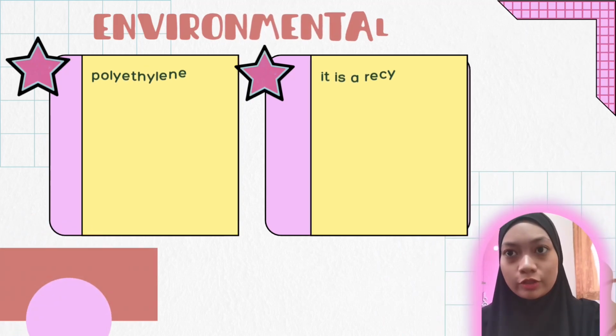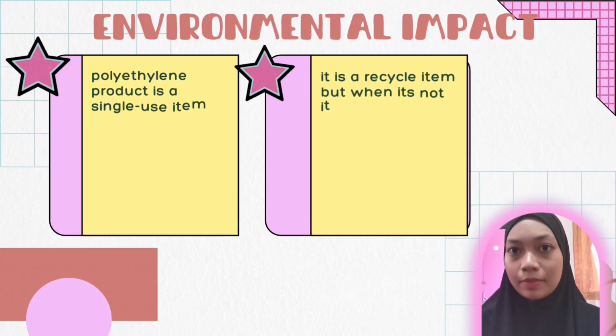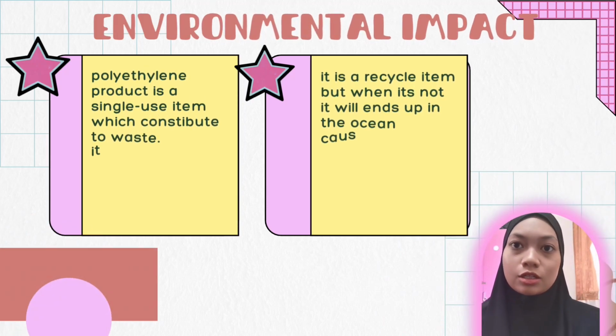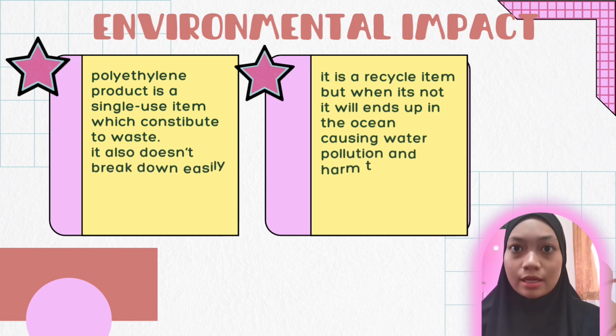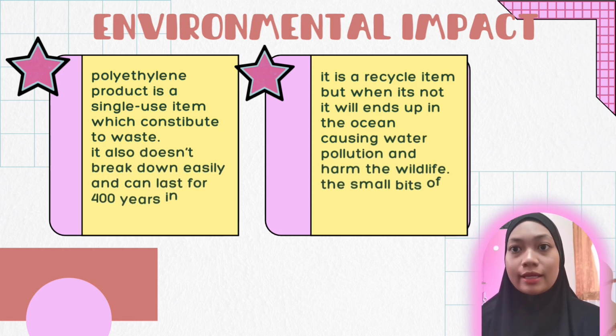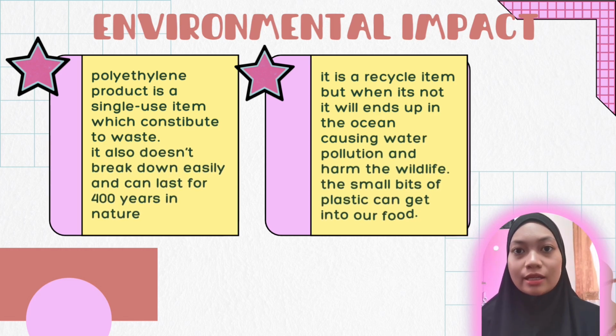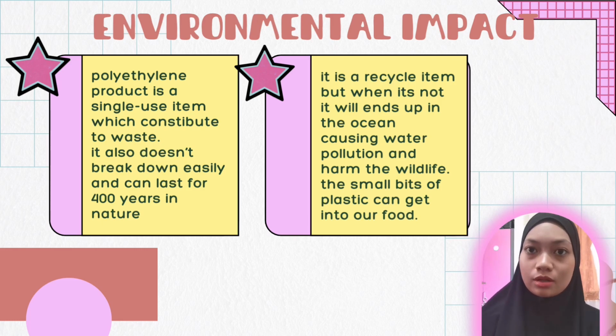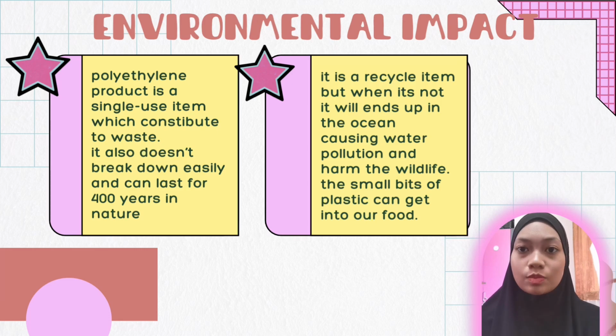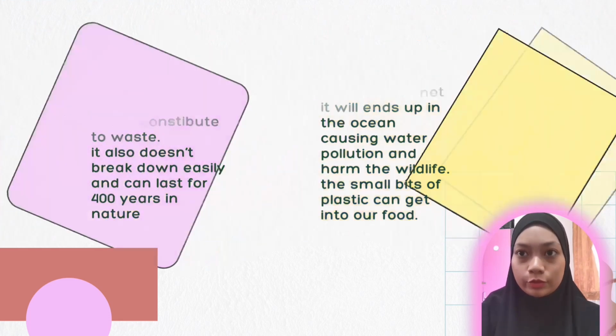Hi, my name is Janat Fitra and I will talk about environmental impact. Polyethylene is a single-use item which contributes to waste. It also doesn't break down easily and can last for 400 years in nature. It is a recyclable item, but when it's not recycled, it will end up in the ocean causing water pollution and harming the wildlife. The small bits of plastic can also get into our food.